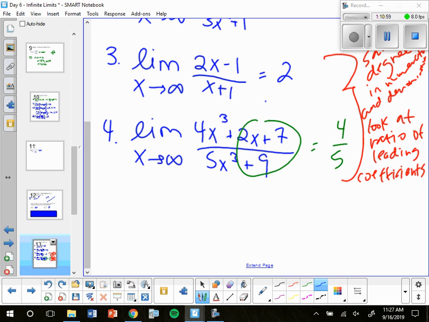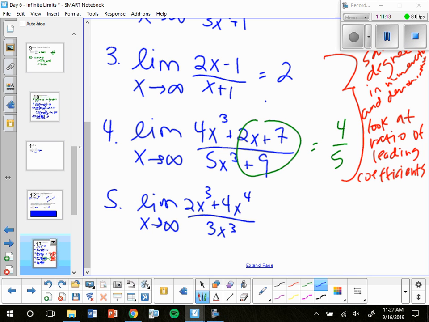A few more. Look at the limit as x goes to infinity of 2x cubed plus 4x to the 4th over 3x cubed. What is that going to? What's bigger, the top or the bottom, or are they the same degree? The top is bigger. You have to look at which exponent is bigger. We've got a 4 on top and a 3 on the bottom, which means that this is going to what?